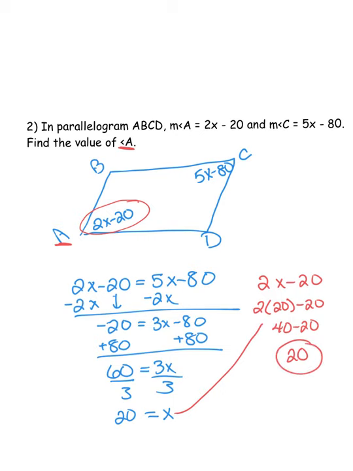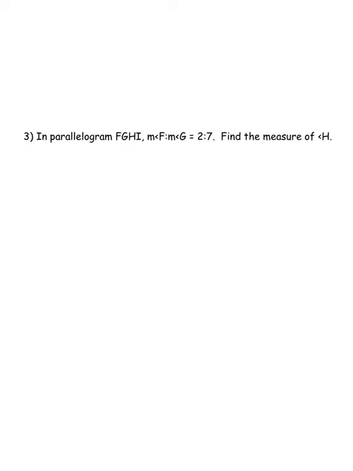The other thing that you need to realize when you're labeling a parallelogram or any shape, you have to go in order. So when I labeled this, I went in a clockwise order. If I look at number 3, it says in parallelogram F, G, H, I. Again, F, G, H, I. I have to go in a circle, either clockwise or counterclockwise when I'm labeling.